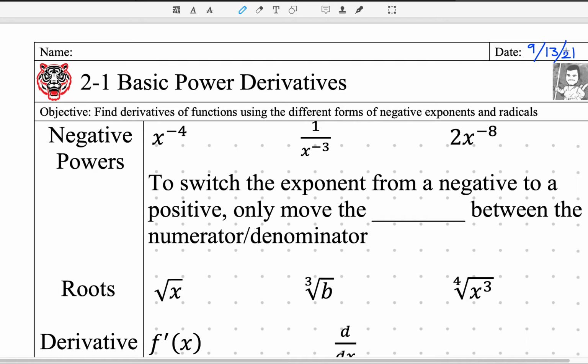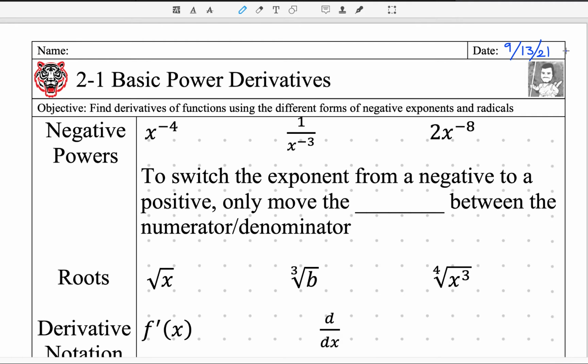Our objective today, Ellery, read it. Find derivatives of functions using different forms of negative exponents and radicals. I've seen you read that hard book, so I know that you can read hard words, but you're good.